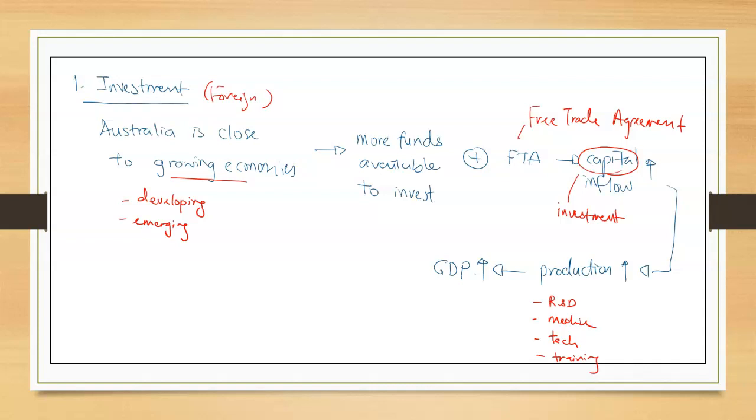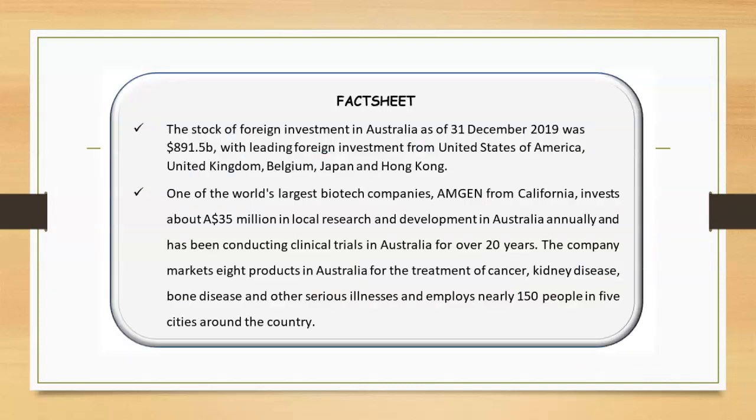Not only that, when we have more foreign investment coming in, it provides more job opportunities as well. Having more job opportunities will lead to a lower unemployment rate. Now let me show you one example of how it has benefited the Australian economy. The leading foreign investment for Australia in 2019 is actually from the US, UK, Belgium, Japan, Hong Kong, and as the list goes on, you will see more and more Asian economies or developing economies coming into the picture.